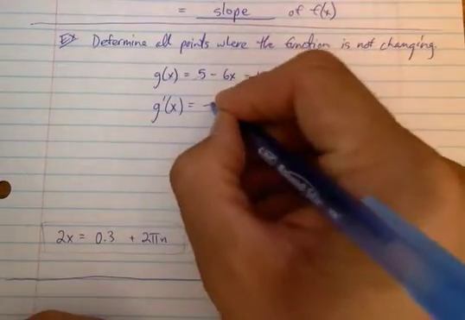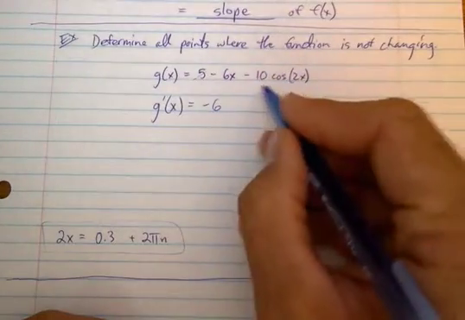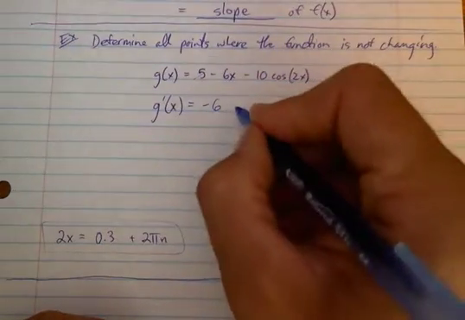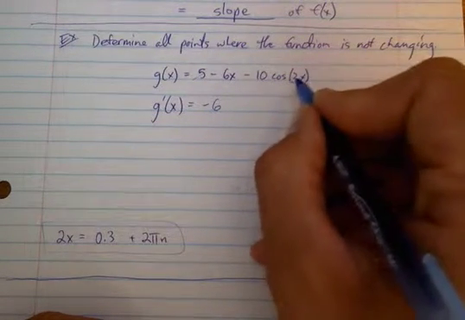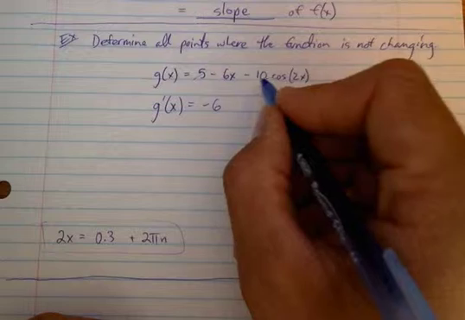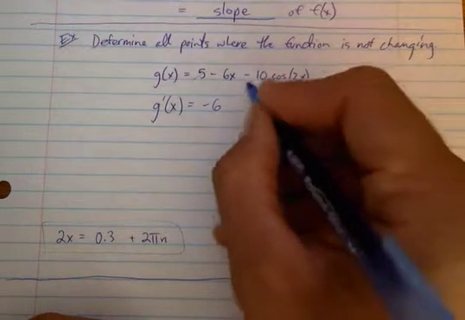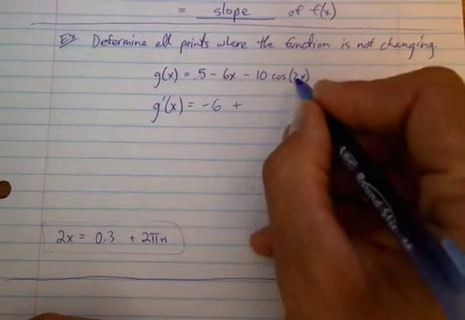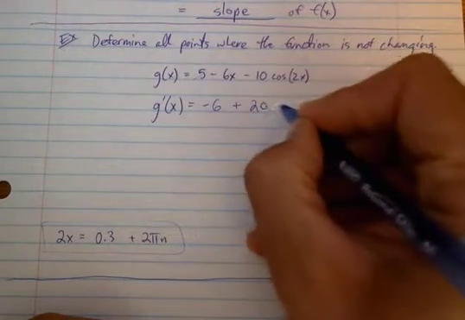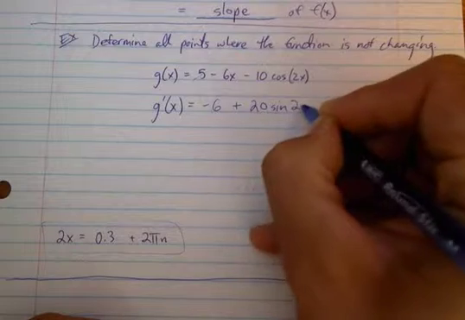This is negative 6. And what is 10 cosine of 2x? Well, let's see. The derivative of cosine of 2x is negative sine of 2x times 2. So negative sine of 2x, so we know this is going to be a negative times a negative. That'll be positive. And then there is a times 2, so that's going to become 20 sine of 2x.